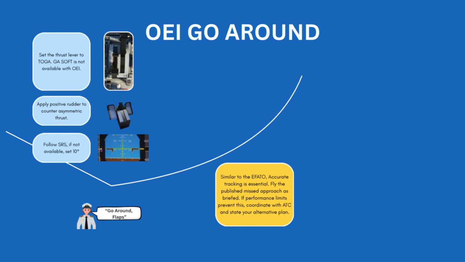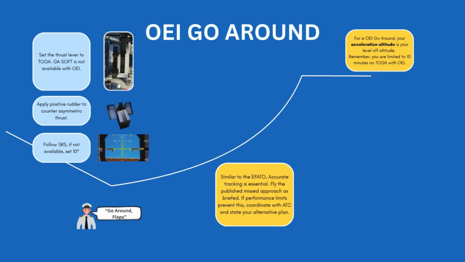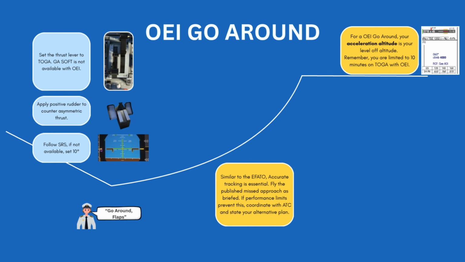Similar to the EFATO, accurate tracking is essential. Fly the published missed approach as briefed. If performance limits prevent this, coordinate with ATC and state your alternative plan. And then for a one-engine inoperative go-around, your acceleration altitude is your level off altitude. Remember, you are limited to 10 minutes on TOGA with one engine inoperative.